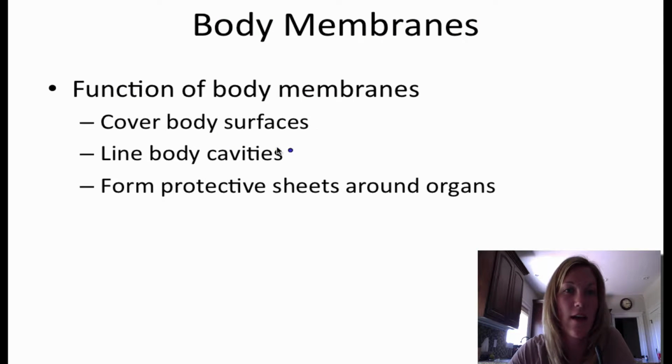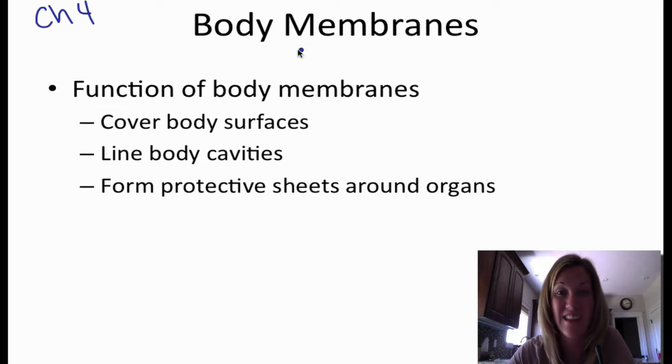Hi, this is Mrs. Reichel, and we are officially moving on to Chapter 4. The chapter is all about skin and body membranes, so we're going to start off with body membranes and work our way into skin. So the function of body membranes is to cover body surfaces, to line body cavities, and then to form protective sheets around organs.